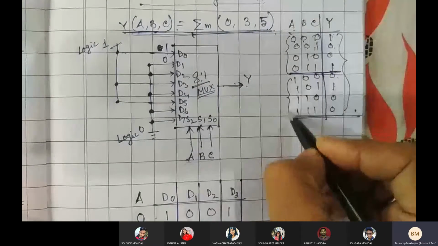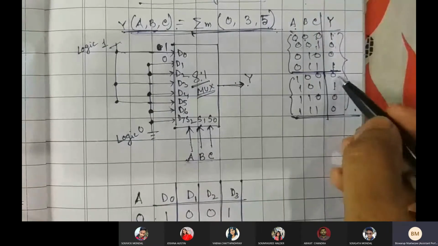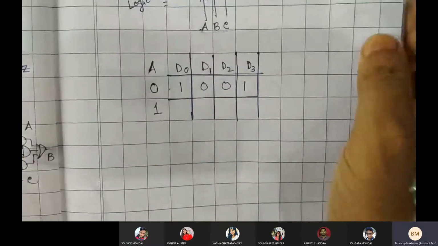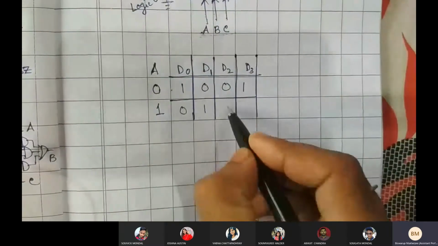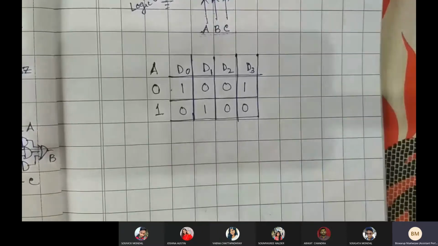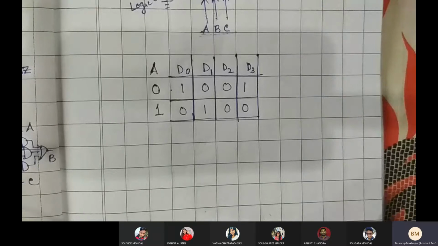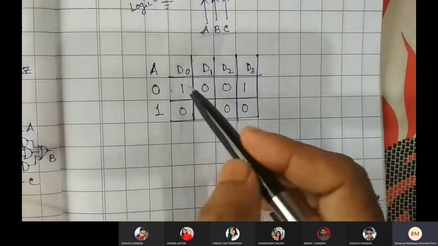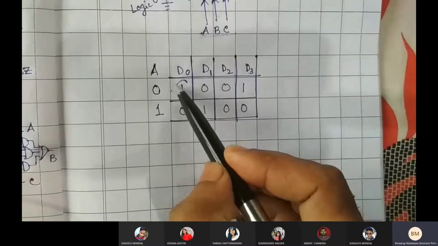Okay. And when A value is 1, what are the outputs? 0, 1, 0, 0. So I am also writing down that one. 0, 1, 0, 0. Don't mix it up with a K-map. It's not at all a K-map. Okay. Now, what I am trying to find out is how it is looking.